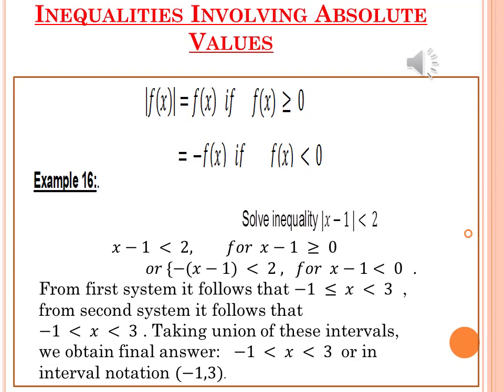How does that work? Look at the example. Solve the inequality absolute value of x minus 1 less than 2. So absolute value of x minus 1 is equal to x minus 1 if x minus 1 is greater than 0, or x greater than 1. Solve it: x less than 3. Okay, that's the solution.